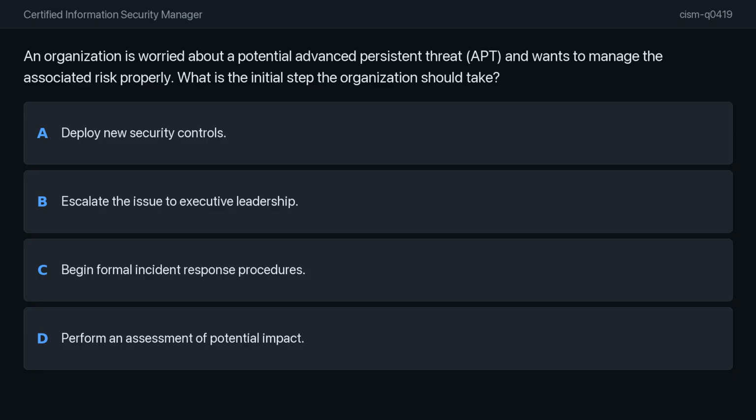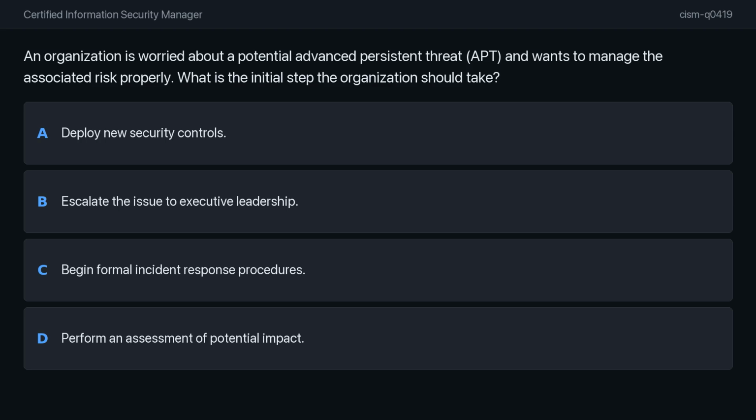Option A, deploy new security controls. Option B, escalate the issue to executive leadership. Option C, begin formal incident response procedures. Option D, perform an assessment of potential impact.